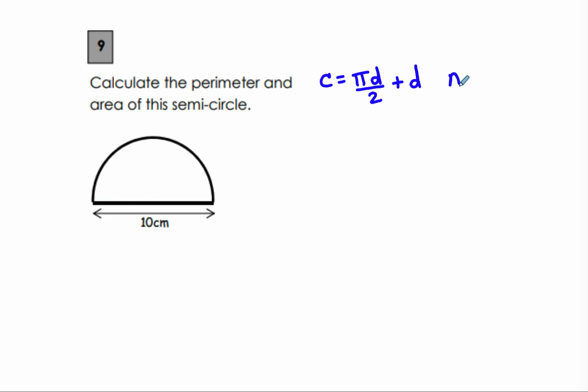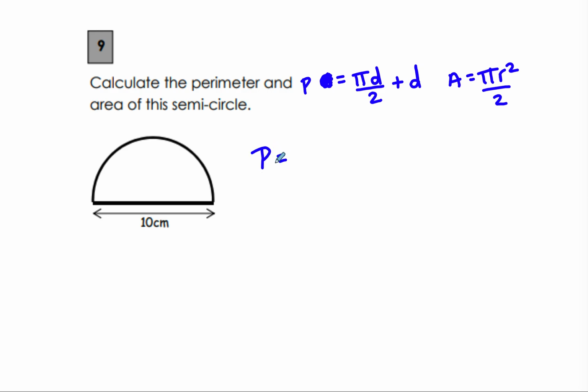When we do our area, it's still pi times radius squared, like a full circle, but then we have to divide by 2 to make it a half circle. So we'll start with a perimeter. I wrote circumference. I really should have put perimeter here. Circumference is really only used when it's a full circle. If it has any straight sides, it's perimeter.